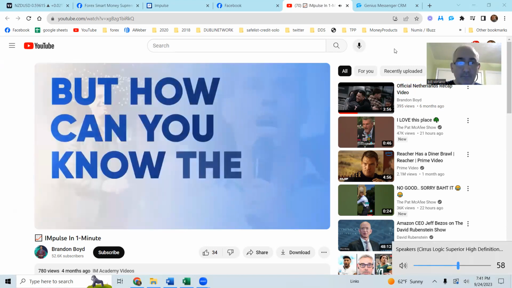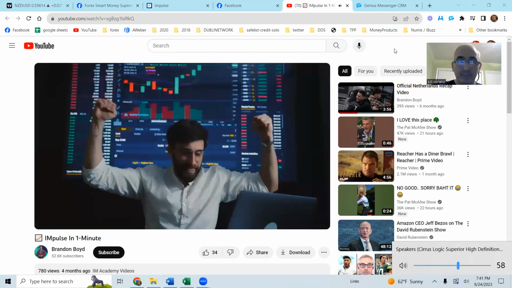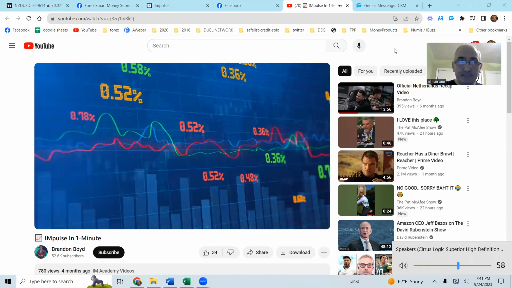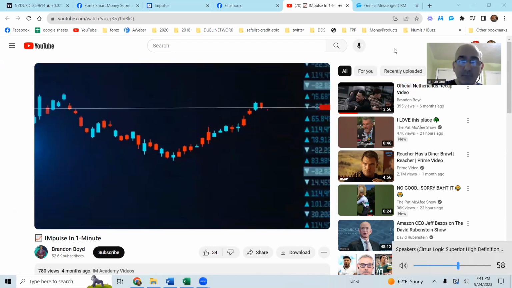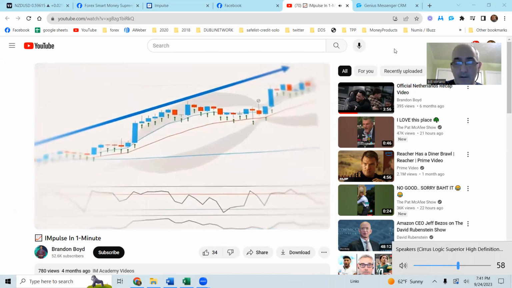But how can you know the likely direction? Introducing Impulse, price direction made simple. Impulse gives you an exclusive look at the price direction of the markets, giving you a proprietary insight on over 50 market variables in an easy-to-use application.